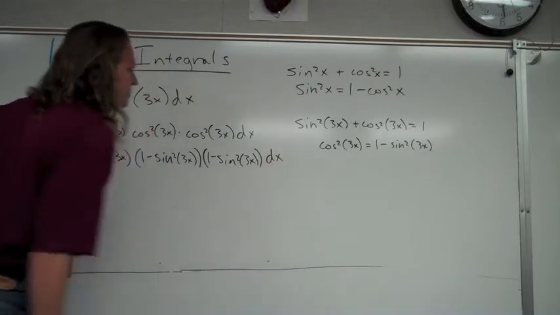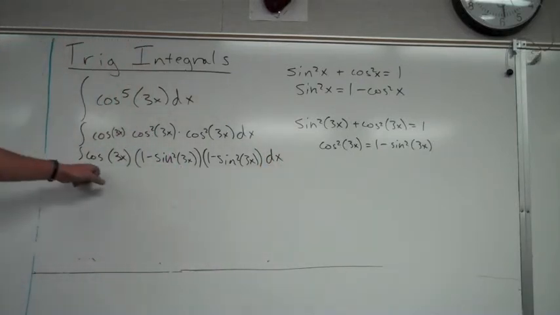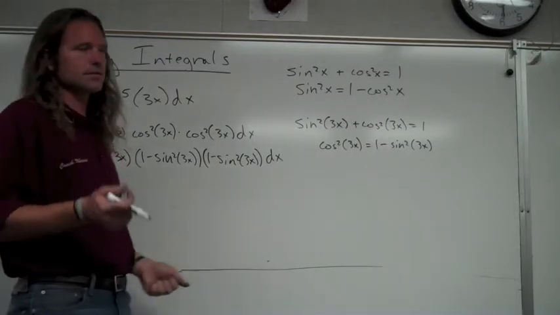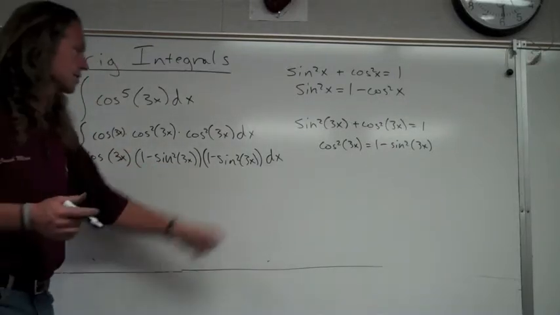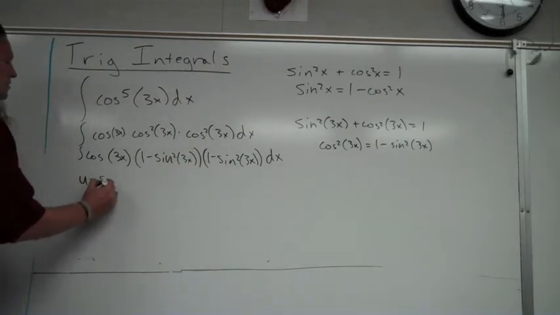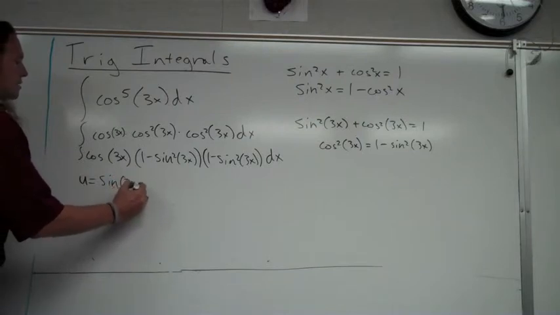Alright, at this point, I've got a cosine that only has an exponent of 1. That's awesome. Now I have to think, okay, it's u-sub time. What do I choose for u? Well, should I choose cosine? I know that derivative will go to sine, but look at all the sines I have. I can't cancel all those. If I let u equal sine, that's a good thing, because there's only one cosine to cancel. So I'll let u equal sine of 3x.